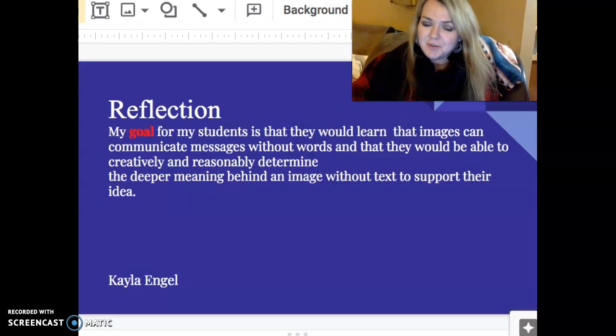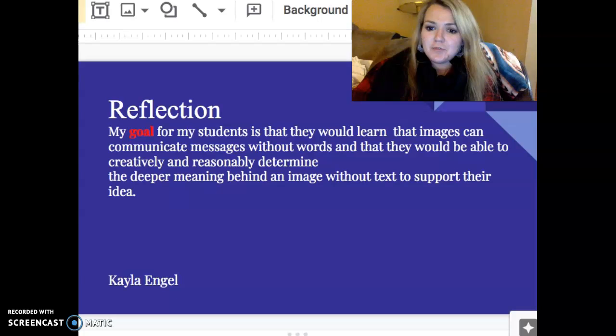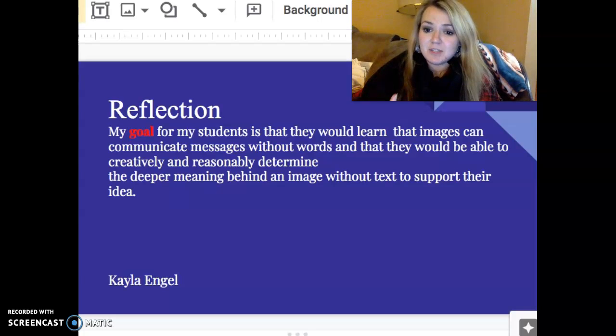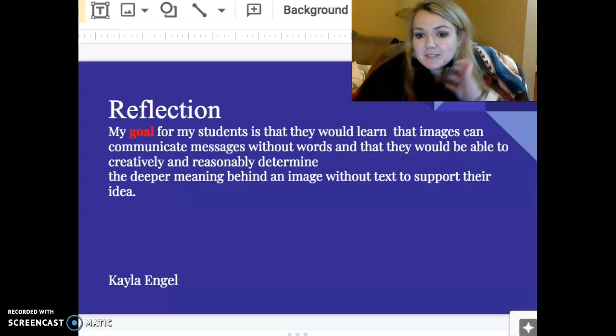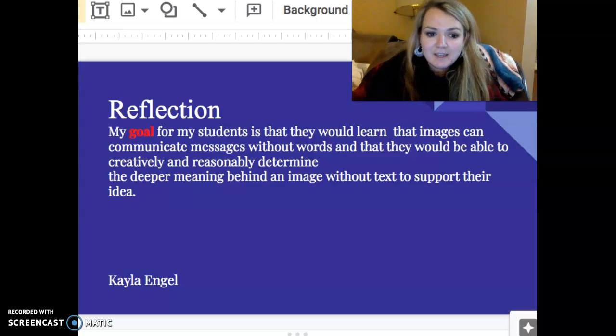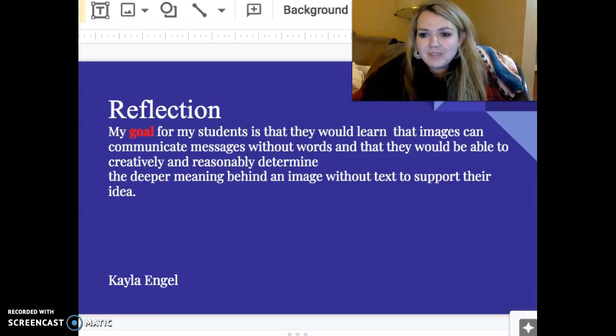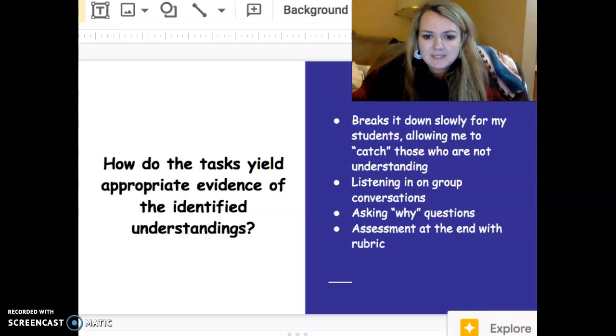Just as a review, my goal for my students in my teaching unit was that they would learn that images can communicate messages without words, and they'd be able to creatively, deeply, and reasonably determine the deeper meaning behind an image without text to support their idea. So that just means looking at images and understanding how a character is feeling. You can understand what an ad is trying to tell you, and you can also understand the pros and cons of images in media and day-to-day life, and knowing how to identify whether you should trust those images or not.